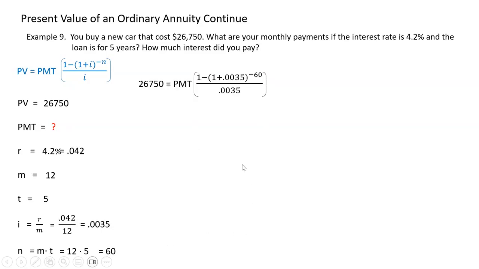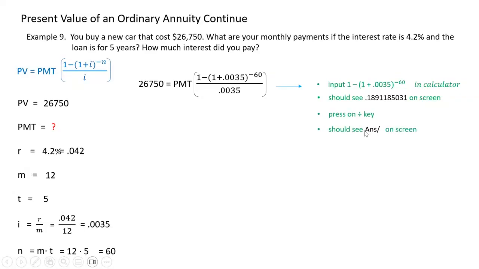So let's plug everything in. Again, let's do it in one step on the calculator. We start with the numerator. We're going to enter 1 minus parentheses 1 plus 0.035 close parentheses to the power of negative 60. Once you do that, you're going to get something like 0.1891185031.